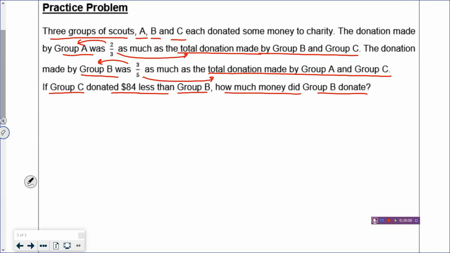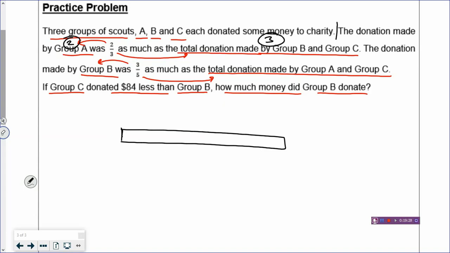So you should always try to draw the sentence. So 3 groups of scouts A, B, C each donated some money to charity. So I draw a rectangle, which is the money donated by all the scouts. Okay? The donation made by group A was 2, 2 boxes, and group B and group C, they donated 3 boxes. So these 3 groups donated a total of 5 boxes. So this whole rectangle represents the 3 groups. So you cut it into 5 boxes, right?